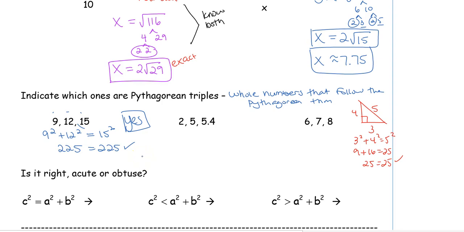When I get to the next one, I don't even have to do any work. I can say no right away because I have decimals in my answer. In order for it to be a triple, I must have whole numbers.